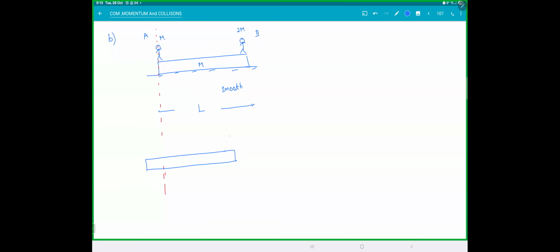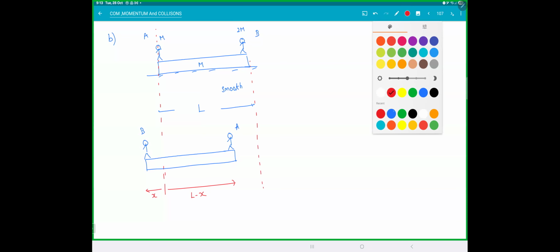Okay. Now A must have gone to the other side, so this is the position of A. And B must have come this side, so this is the position of B. So let the plank go X backward. And how much did A travel? A travels L minus X. How much did B travel? B used to be here. B walked distance L and he walked X extra.